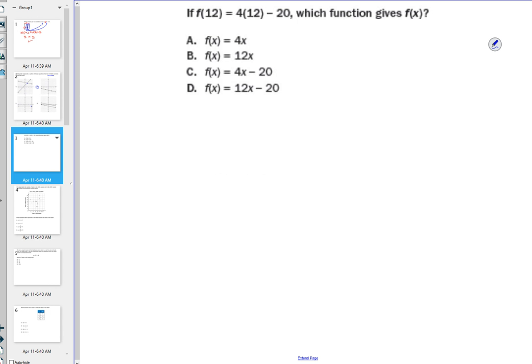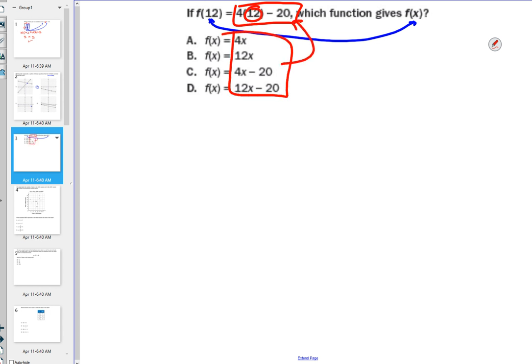If f at 12 is equal to 4 times 12 minus 20, which one gives me f of x? The only difference between these two is they have a 12 where the x goes. So if we look at this side, which one of these, A, B, C, or D, would look like that, but instead of a 12, you replace the 12 with an x? Which one looks like that, but where the 12 is, there's an x?